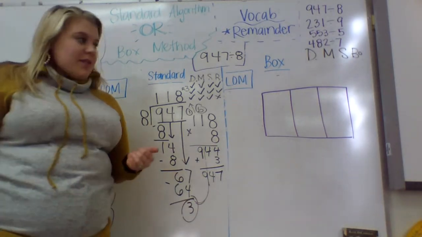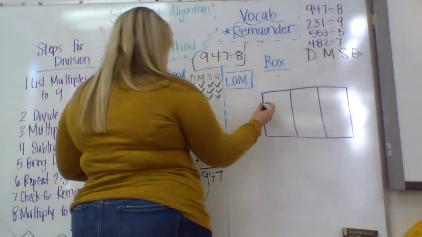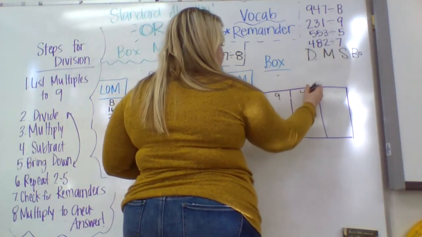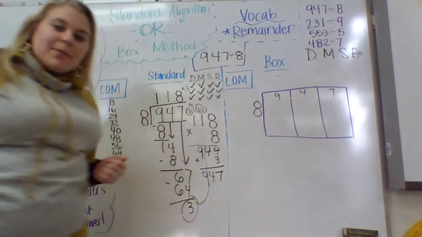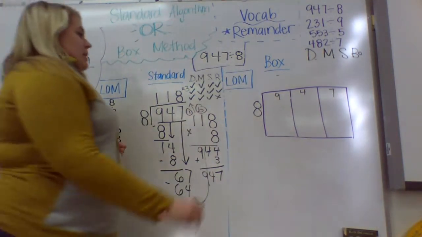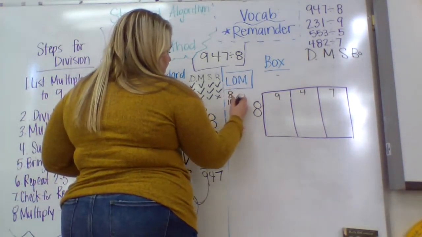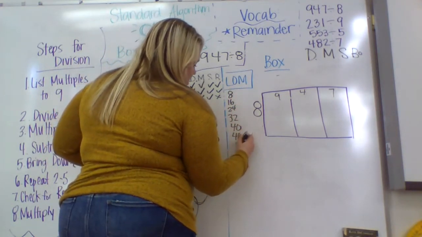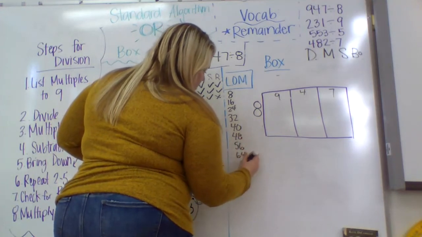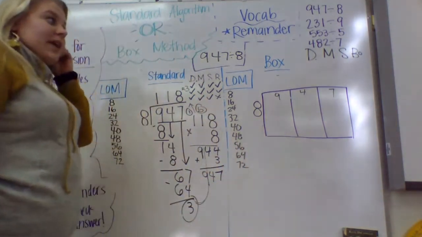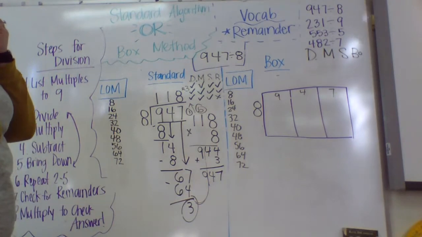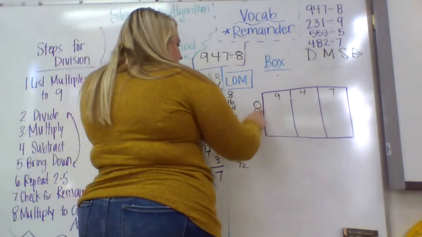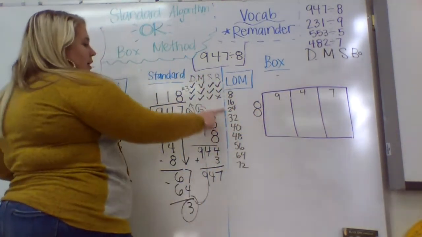Now we're going to do it box method. So I'm going to set it up. We're dividing by 8. Remember, you break your dividend up and you write it small in the top of the boxes. I'm going to list my multiples. 8, 16, 24, 32, 40, 48, 56, 64, 72. Same thing, I've got my divide, multiply, subtract, and bring over up top. So, how many times can 8 go into 9 without going over? How close can I get?